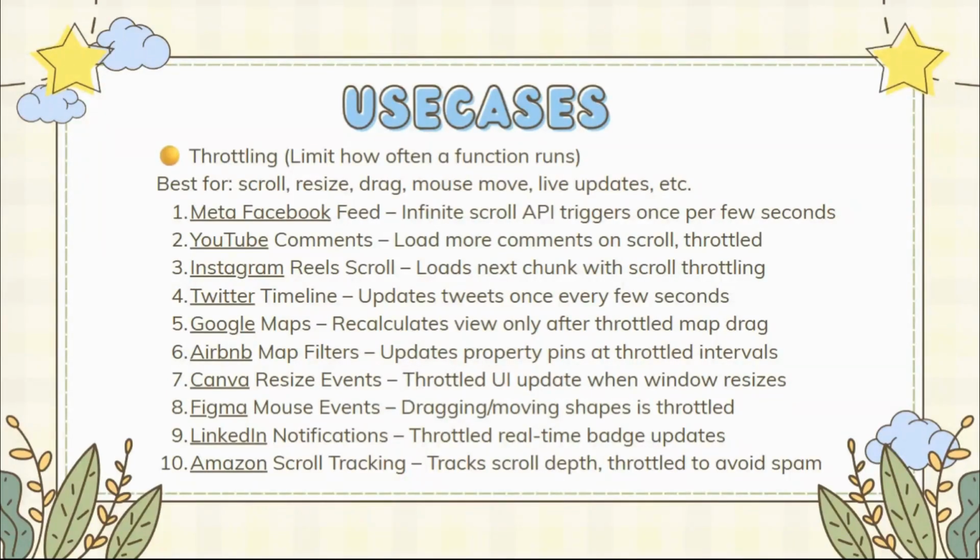Coming to the use cases of throttling, like the Meta Facebook feed, which has unending scrolling, or the YouTube comment section and Instagram reels, which are the most common. In Google Maps, it will recalculate the view only after a throttled map drag. We can also see Amazon scroll tracking, which tracks scroll depth and throttles to avoid spam.